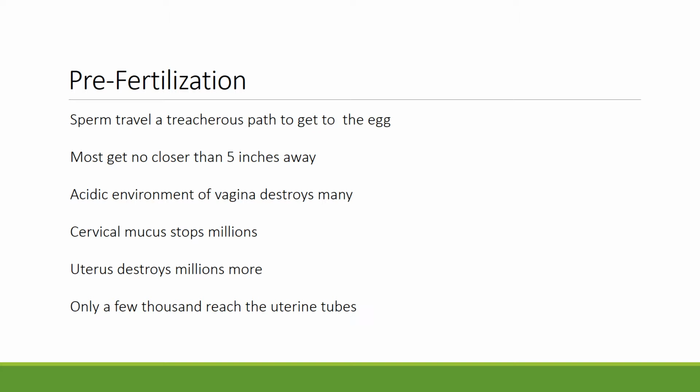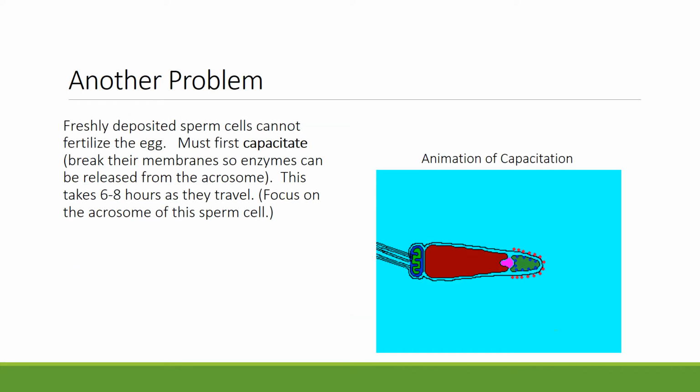A sperm cell has to travel a very treacherous path to get to the egg cell, and most of them get no closer than 5 inches away. The acidic environment of the vagina destroys many sperm cells. There's also a cervical mucus plug that stops millions more. The uterus destroys millions. Only a few thousand sperm cells reach the uterine tubes.